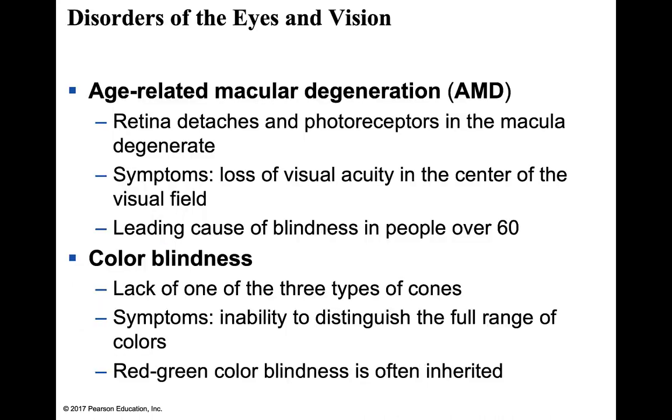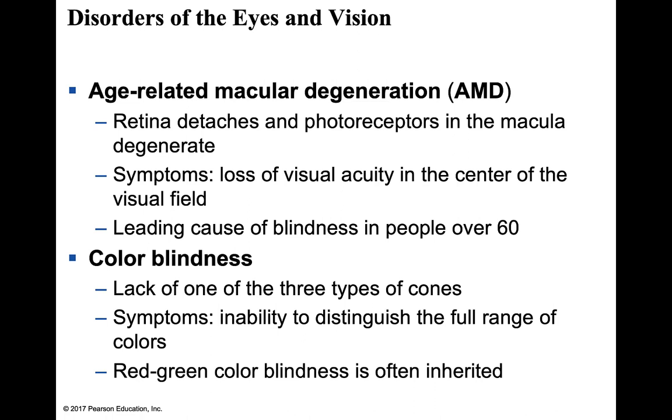Now, one of the more common ones that we see is age-related macular degeneration. What happens here is the retina detaches and photoreceptors in the macula degenerate. One of the things we see is the loss of visual acuity in the center of the visual field, so things just aren't as sharp. We see things a little bit more blurry. The leading cause of blindness in people over the age of 60 is this macular degeneration.